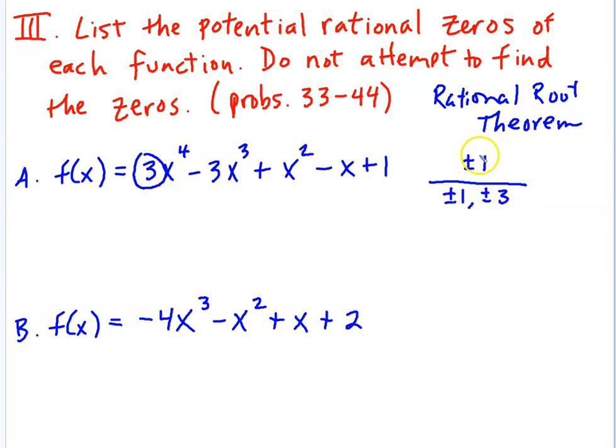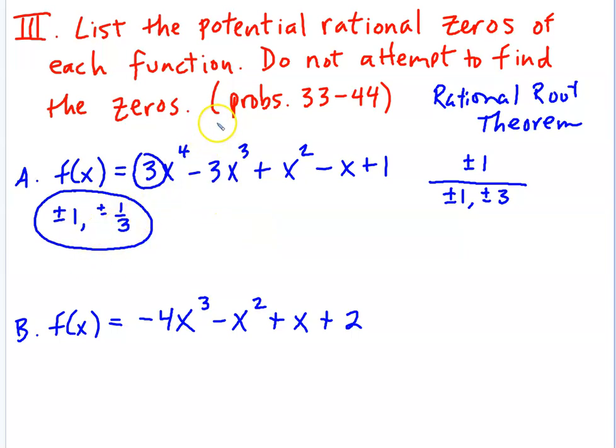Okay, so one possibility would be 1 over 1, positive and negative, so that's obviously plus minus 1. But you could also have plus minus 1/3 as a possibility. And so, as it turns out, those are the only 4 possible rational zeros. Those are all rational numbers. And we're not saying that they are. We're just saying that these are possible.